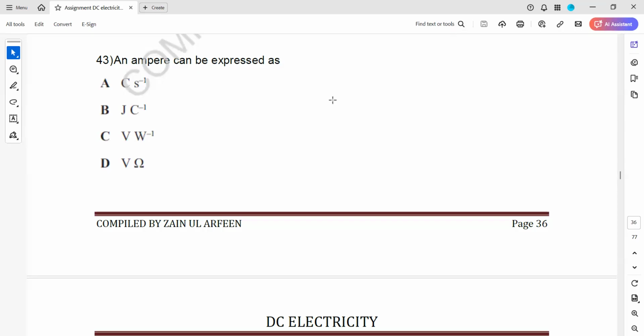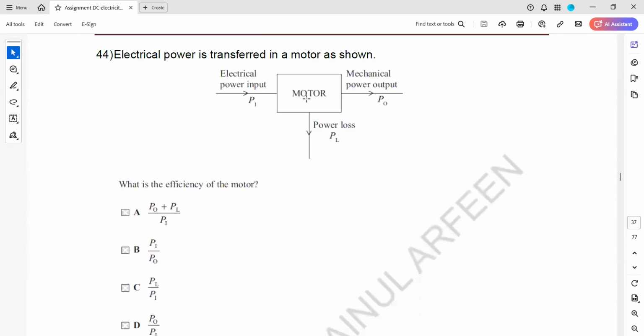So the correct answer for this one is A because current is the ratio between the charge and the time. I equals Q over T.